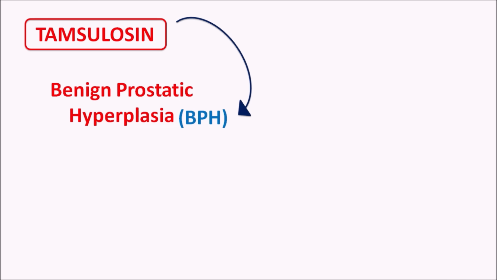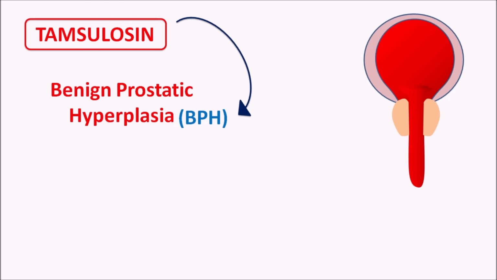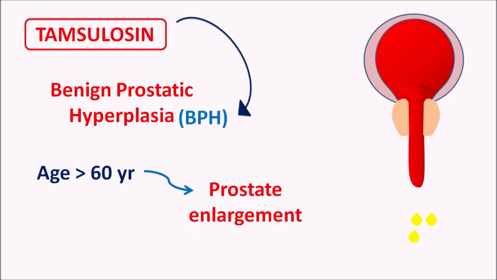In this condition, we can observe enlargement of the prostate gland, resulting in decreased urinary output. This is the normal prostate gland, which flanks the urethra. With normal size of the prostate gland, the urine output is normal. But in patients older than 60 years, we can observe some prostate enlargement, particularly in patients older than 80 years.